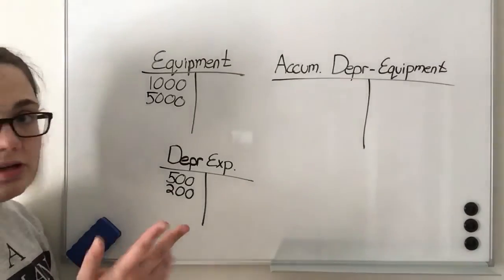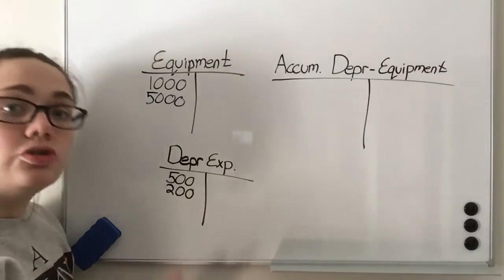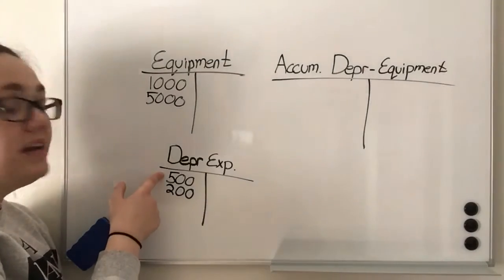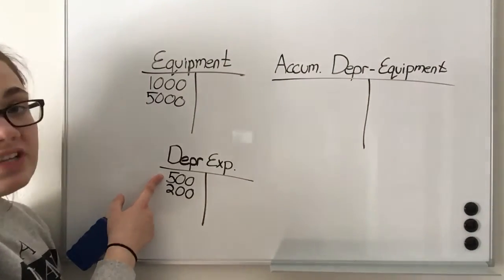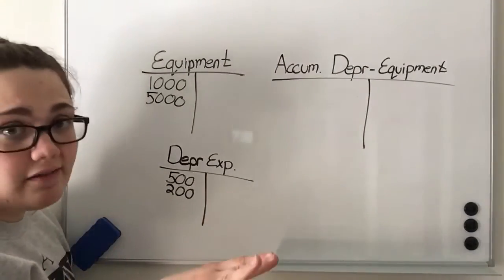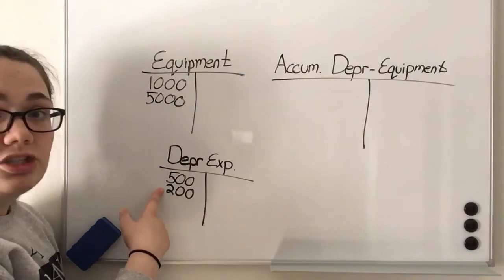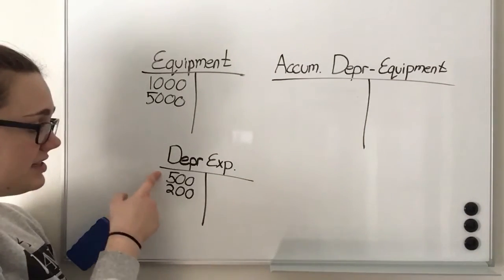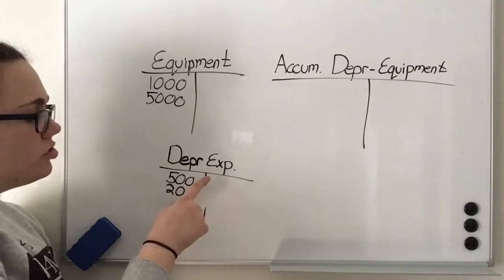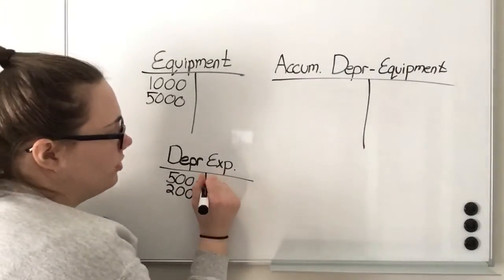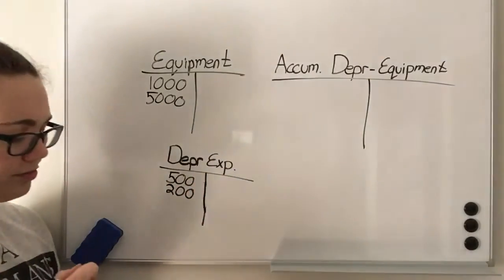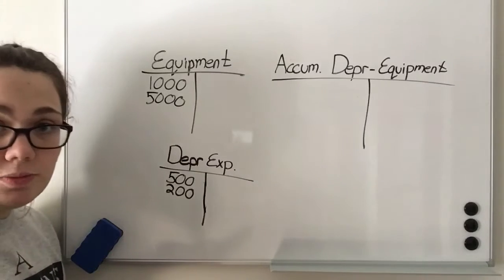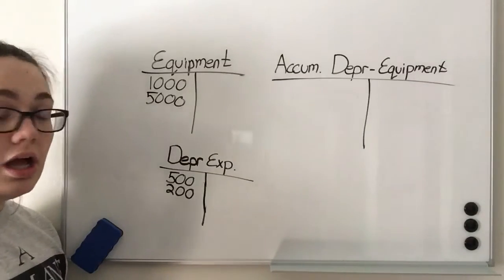We think that our computer isn't going to last very long because it's used really heavily, so we're going to depreciate at $500. But the Oreo stamping machine, we just think it's going to last forever, so we're only going to depreciate at $200. The problem here is this is a debit, but we have no idea what the credit should be. And accumulated depreciation is the answer here.